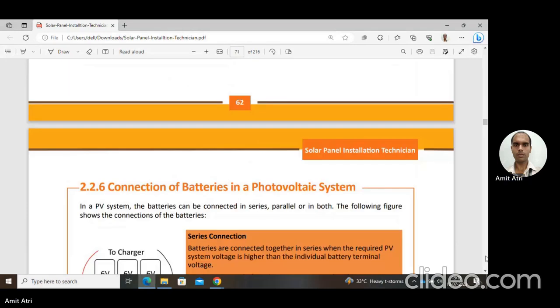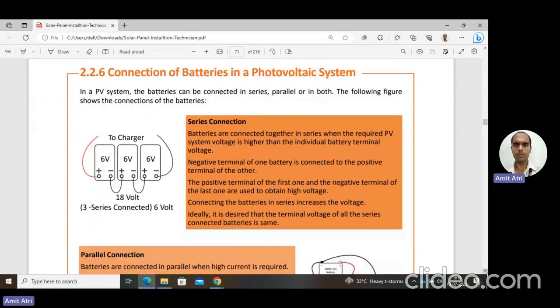Okay, now coming to connection of batteries in a photovoltaic system. A single battery, the voltage and the current obtained from it, is not sufficient to feed the load. In that case, we need a combination: series, parallel, and combined series-parallel, very much similar to that of a photovoltaic panel.